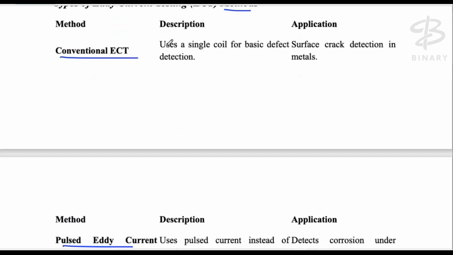Here we have the different descriptions also. We talk about what is the conventional ECT. It uses a single coil for the basic defect detection. I mean surface crack detection in metal. If a surface kind of defect is there, then we use this.